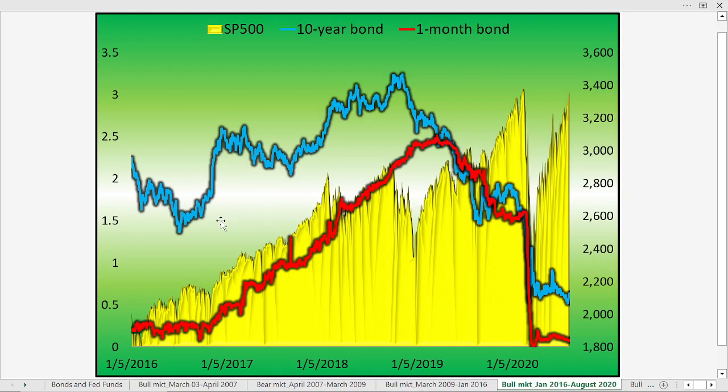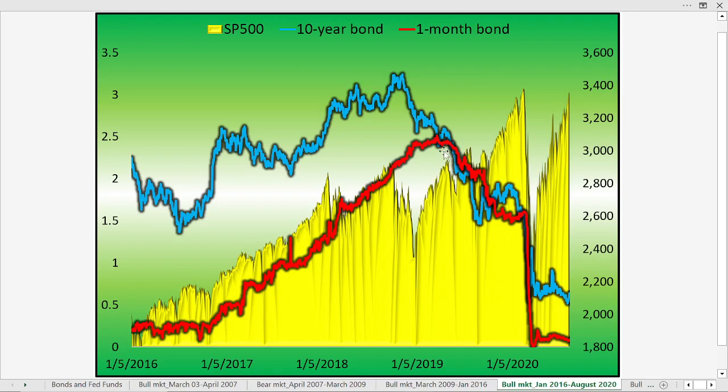At this point, we start to see more rosy economic forecasts in our future. How do we know this? The blue line, the 10-year bond, starts to trend higher. We go from 1.5% almost to 3% on the 10-year. During the same period of time, the red line, the 1-month bond, moves from 0 up to around 2.25%. We see the stock market is very strong at the same period of time.